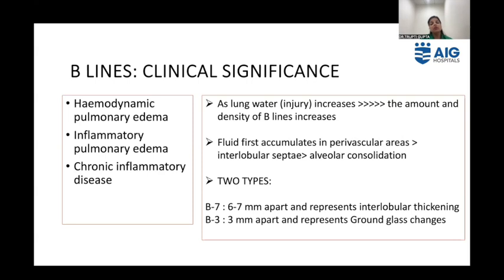There are two different types of B line that have been described, B7 and B3. So what is B7? Here the B lines are a little more apart, that is 6 to 7 millimeters apart, and they represent the initial stages of the disease, that is interlobular thickening. Whereas in B3, the B lines are nearer, only 3 mm apart, and this represents the ground glass changes. So this is an example of a B7 line.